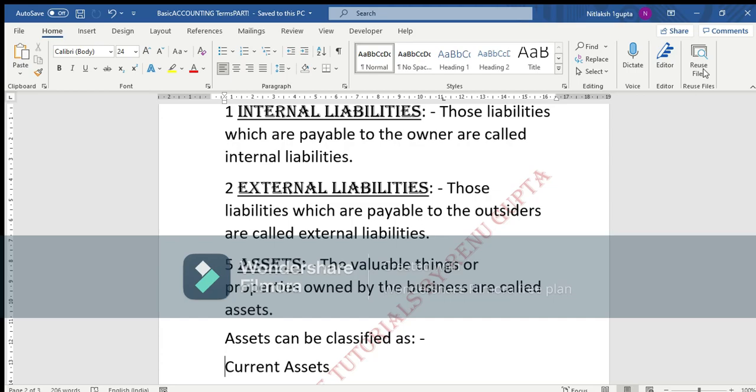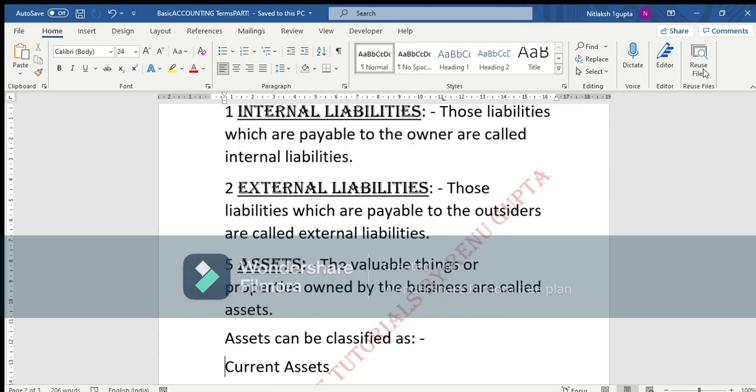Similarly, bank overdraft is also an external liability for the business. And loan is the amount which we have got from a bank or any person, that is also an external liability for the business. Now comes the assets.